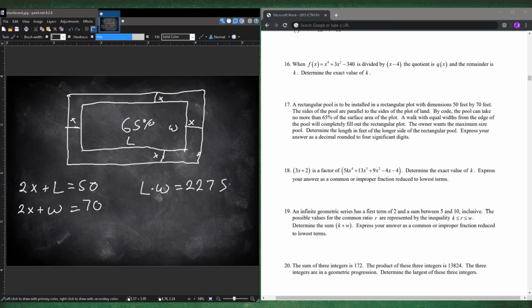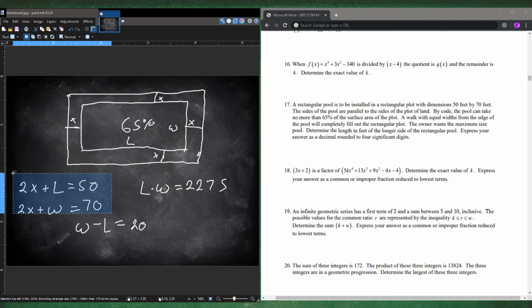Okay, so if we take the second equation minus the first equation, we know that width minus length is equal to 20. So we know our width is going to be longer, because you can't have a negative length. So that tells us that we need to find the width, because that's the longer side, which is what we're looking for in this question.